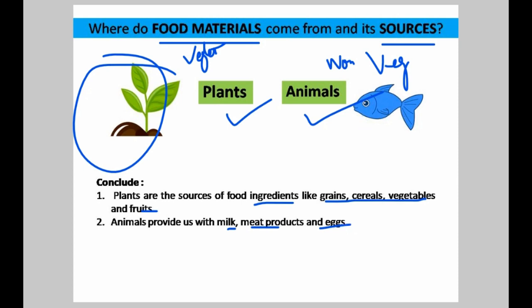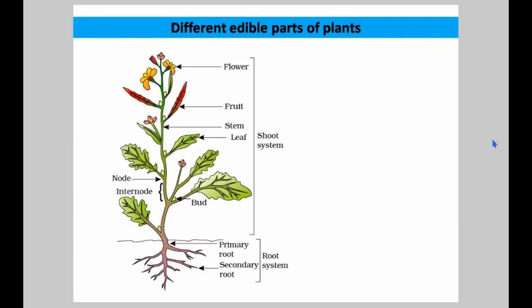ठीक है, तो this question is solved here. Before, we have studied that there are two sources, plants and animals. Now obviously as plant is the source of food, we cannot easily gulp the complete plant, पूरा plant तो खा नहीं सकते. Now what are the different edible parts of the plant? Edible here means eatable. Edible का meaning होता है eatable. Eatable means खाने लायक.